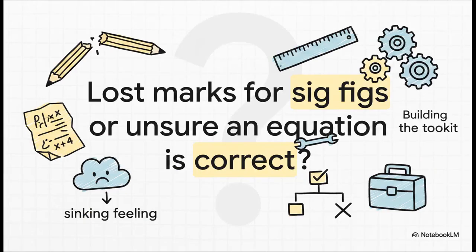We've all been there, right? You totally get the physics. You've done all the hard work, but then you lose those easy marks because of some little mistake with significant figures. Ugh. Or what about when you're deep into a problem and you just get that gut feeling that something's gone wrong with your equation? Well, guess what? Today, we are building the exact toolkit to make sure that doesn't happen.